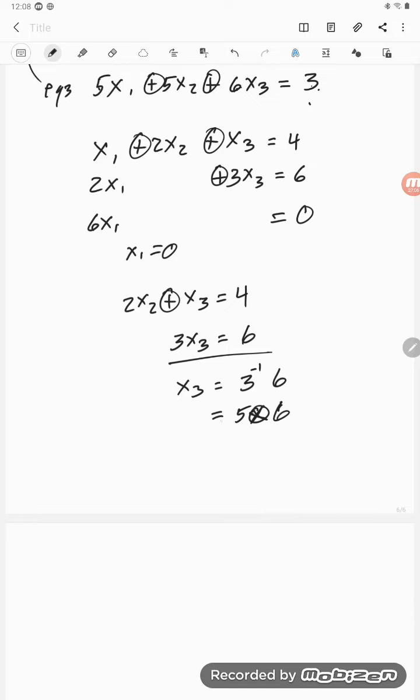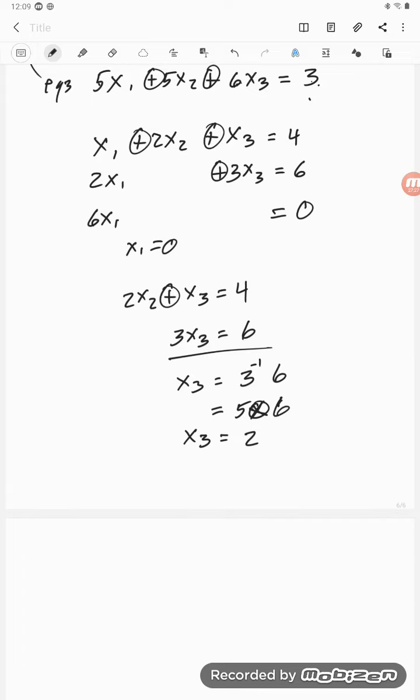So x3 is 5 times 6 modulo 7. So x3 is equal to, well, that's 30, that's 28 plus 2. So we get a 2 here. So x3 is equal to 2.